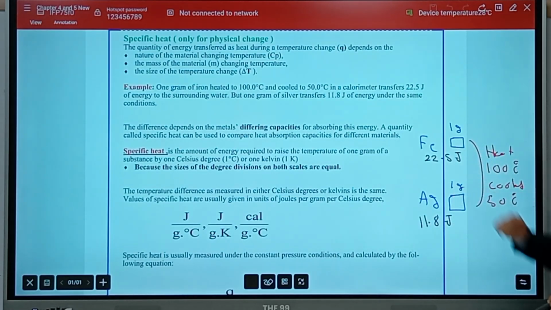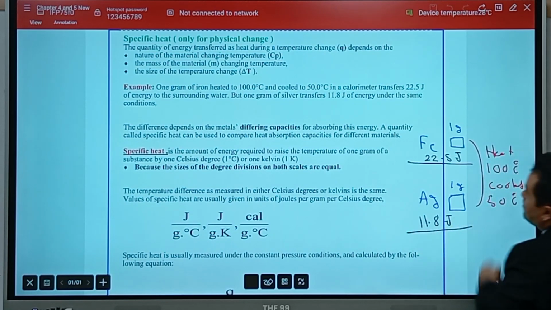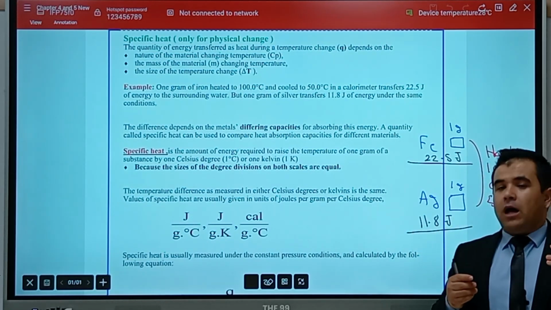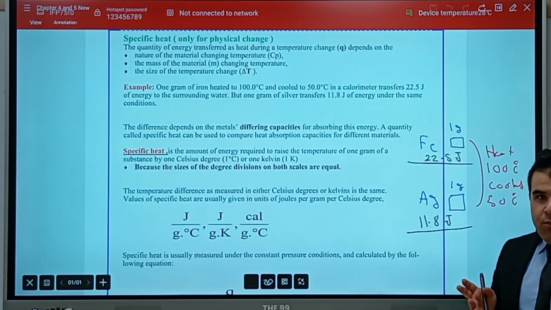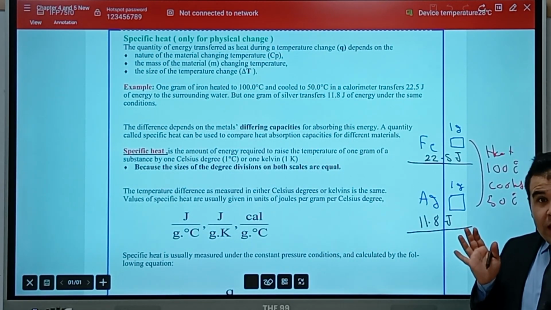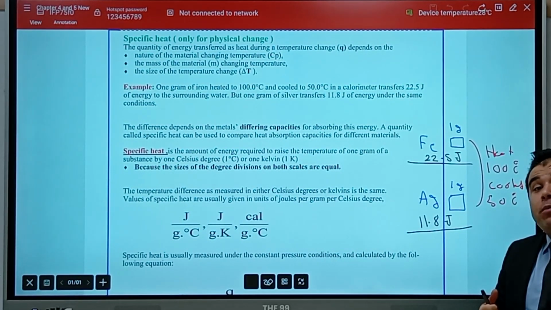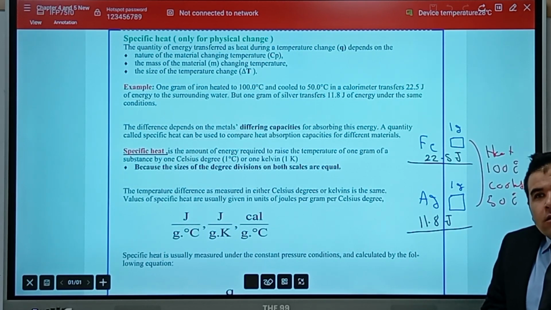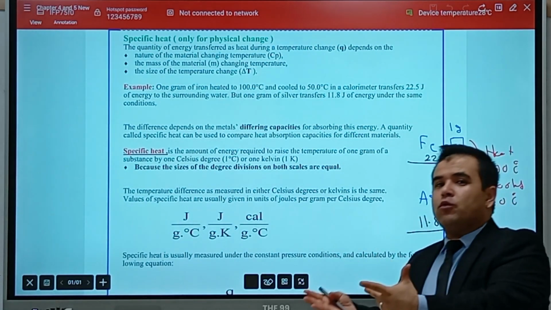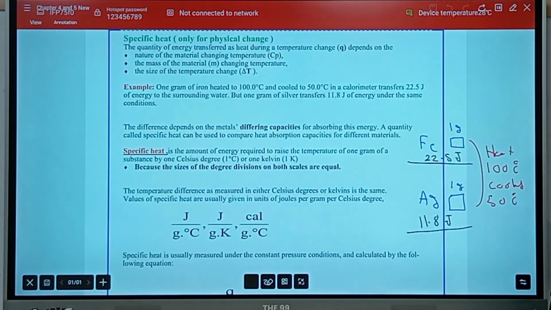The iron is almost twice as the Ag. What does this represent? It represents that those two samples have the same masses, but the iron absorbed a higher amount of heat and then released it to the surroundings, a higher amount than the Ag, almost twice as the Ag.